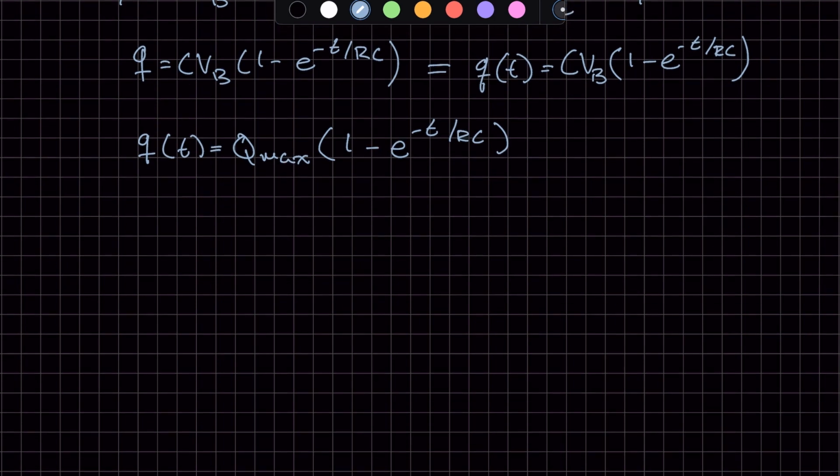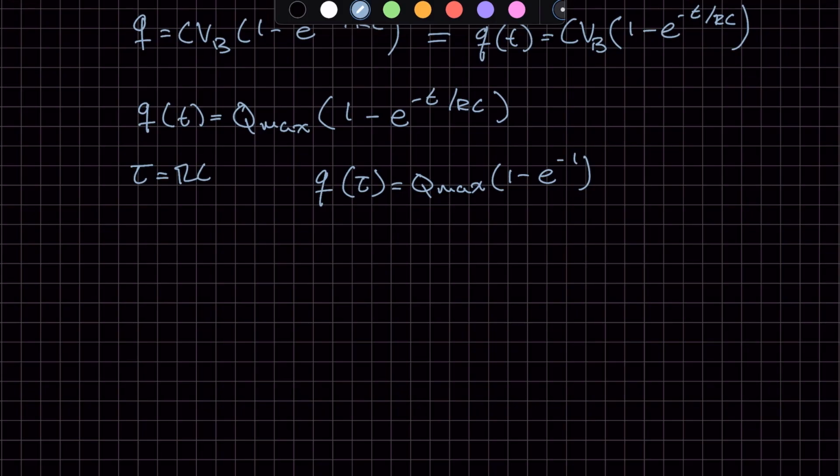Now, I want you to do something on your own and plug in tau, where tau is the time constant of an RC circuit, and it's equal to RC. I'll give you a hint: if you plug it in, you get Q of tau is equal to Q max times 1 minus e to the negative 1. Find out what percent of Q max you will have as the capacitor charges over tau. And you can see after around 4 taus, around 4 time constants, the capacitor will be around fully charged.